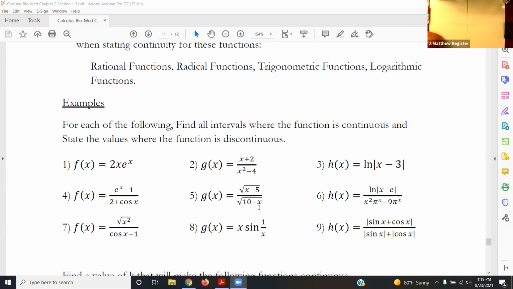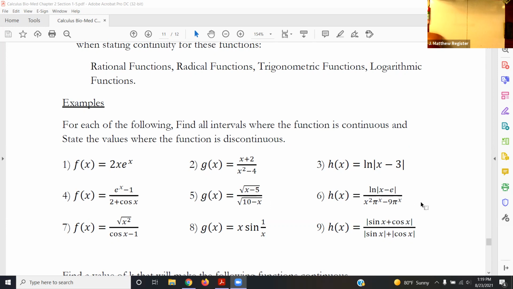For number 5, really you just have to figure out where the function is defined. And so the function is going to be defined, let's see, between -10 and +5, is that right? I'll let you look it up. Graph it and you'll see it real quick.